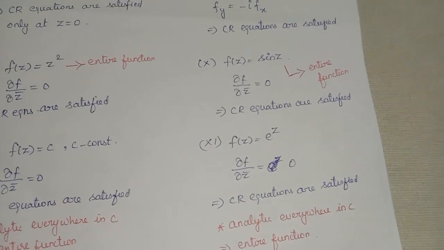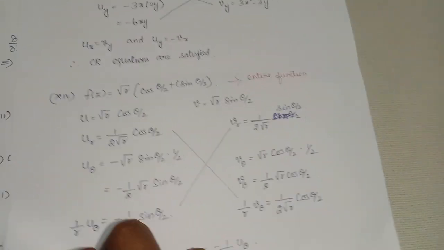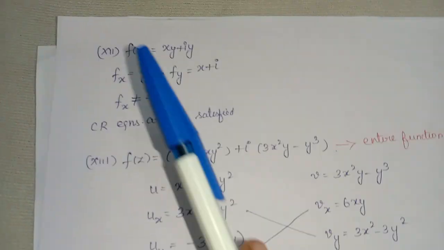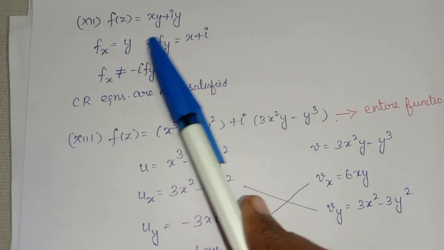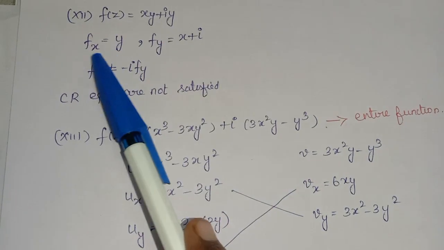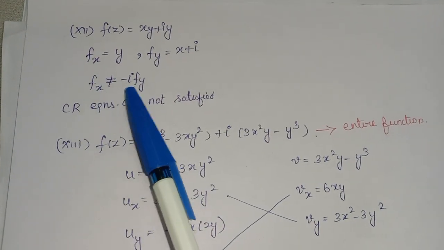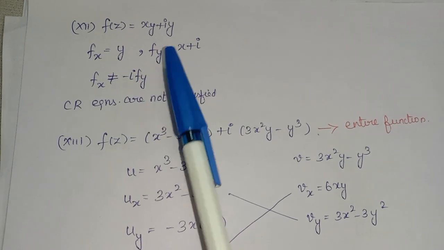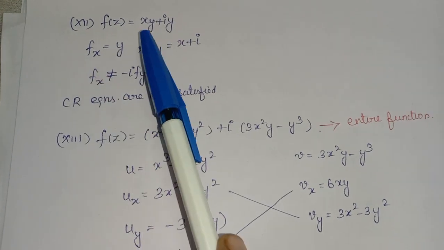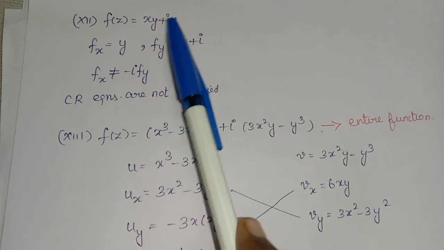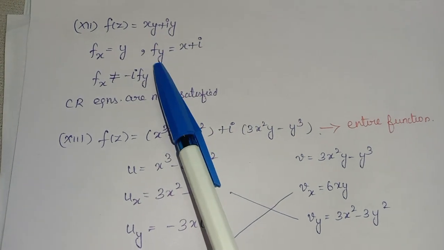So, one more problem we will see. f of z is equal to xy plus iy. Now, for this one, I am going to make use of f_x equal to minus i f_y. In that form, I am going to check. Differentiate with respect to x. What will you get? y alone. This will become 0. Here, differentiate with respect to y.